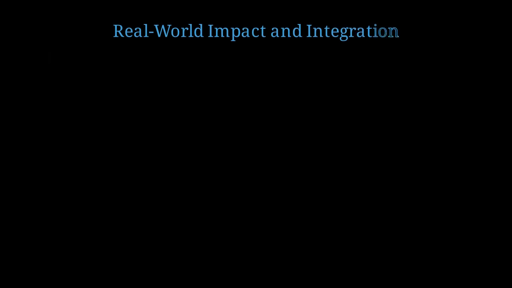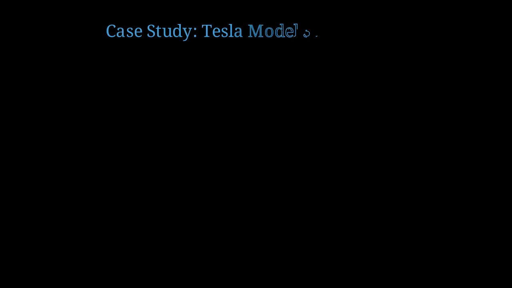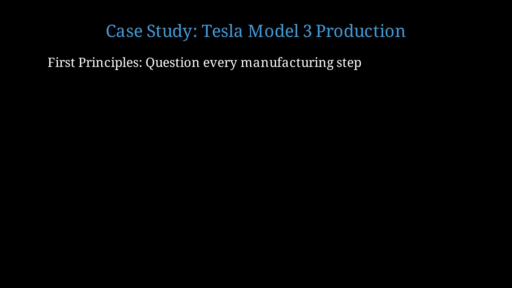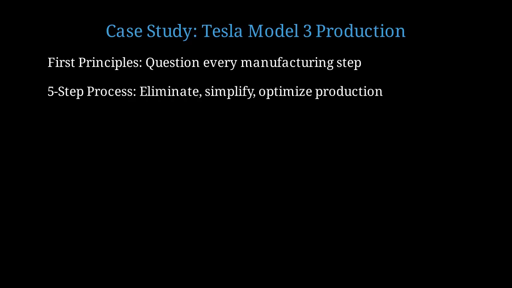Now let's look at how these techniques work together in a real scenario. Consider the Tesla Model 3 production ramp. This combined all 6 techniques. First principles thinking was applied to every manufacturing step. Why do we need this part? Why does it take this long? The 5-step process eliminated entire subsystems, simplified assembly, and optimized the remaining processes.